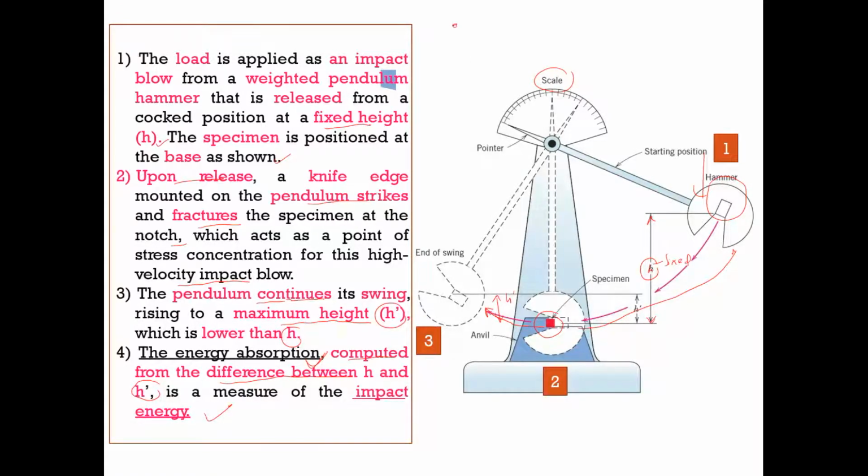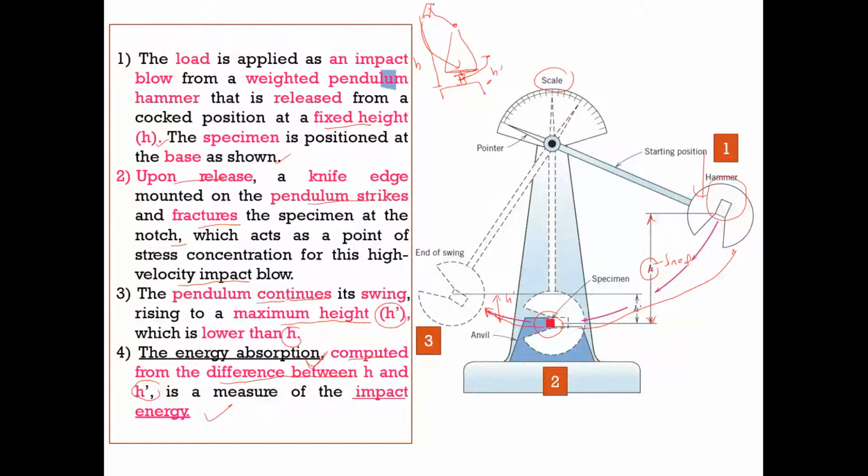So this is your pendulum, and this is your specimen. Say, for example, this is your specimen here. This pendulum will strike the specimen, and then swing up to this level. So this is your H prime, and this will be your H. The first one is your H, and this is your H prime.